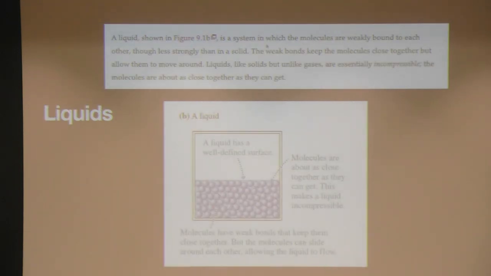A liquid is a system in which the molecules are weakly bound to each other, but less strongly than in a solid. So the weak bonds keep the molecules close together, but allow them to move around. Liquids, like solids, but unlike gases, are essentially incompressible. The molecules are about as close together as they can get, and the weak bonds keep them close together, but the molecules can slide around each other, allowing them to flow. So we say that fluids like liquids are not compressible, but they do flow. Gases flow and they're compressible.